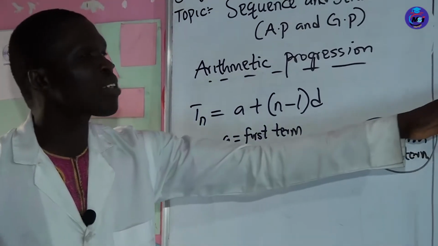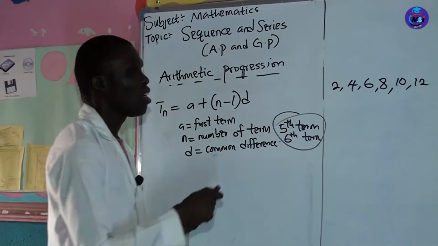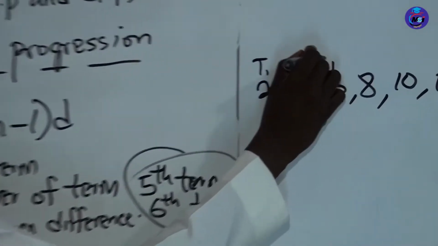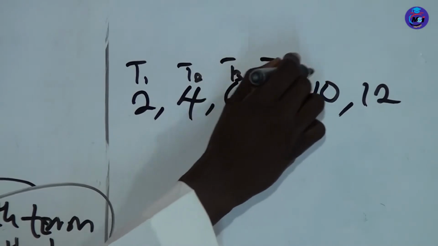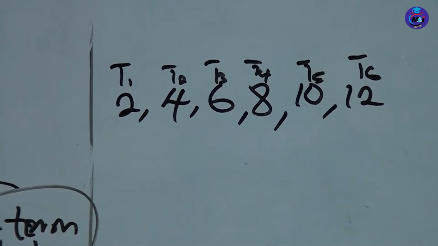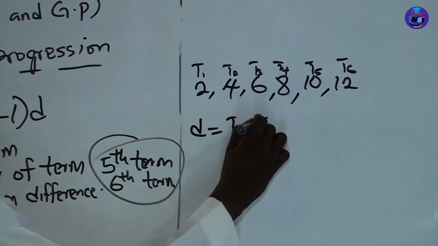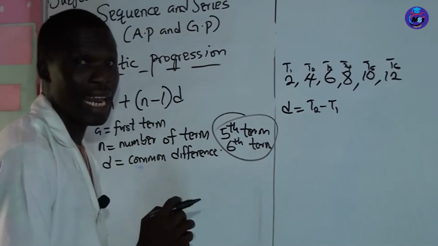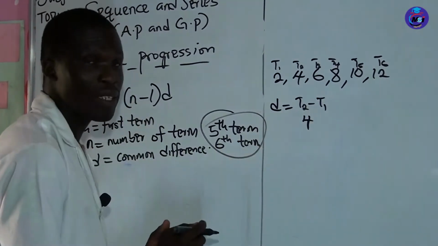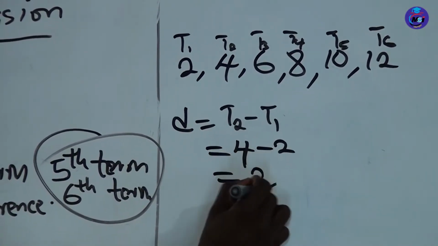I want you to go back to this progression and let's find the common difference here. The first term is called T1, T2, T3, T4, T5, and T6. Okay? Now, to find the common difference, d equals T2 minus T1. What is T2 here, class? It's 4, right? What is T1? 2. 4 minus 2 will give us 2.